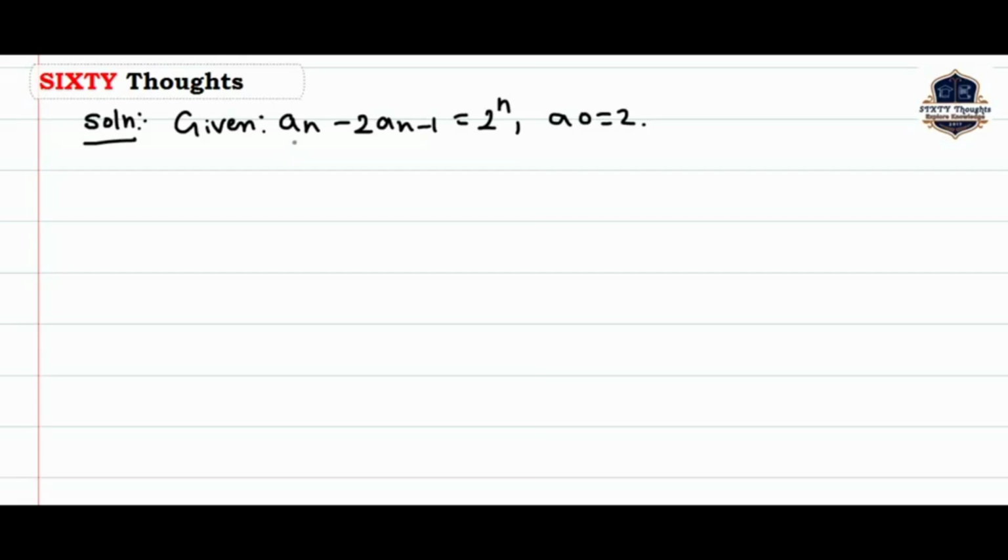The given recurrence relation is a_n minus 2 a_{n-1} equals 2 power n, which means the given recurrence relation is a non-homogeneous recurrence relation, and also it is given that a_0 equals 2. What is the n value? n is greater than or equal to 1. If you substitute n, you get a_0, then a_1, and also we get positive sequences.